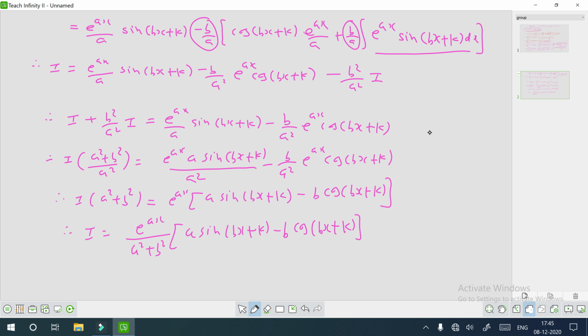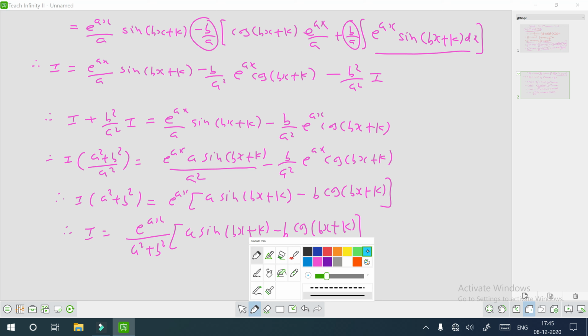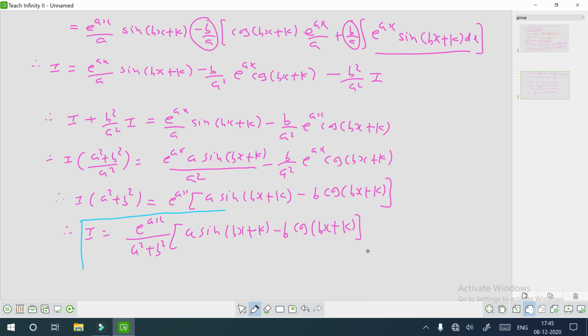Clear? So this is the standard form. Now see, this is the standard form. Or in place of a and b, they can give any value of a and b.